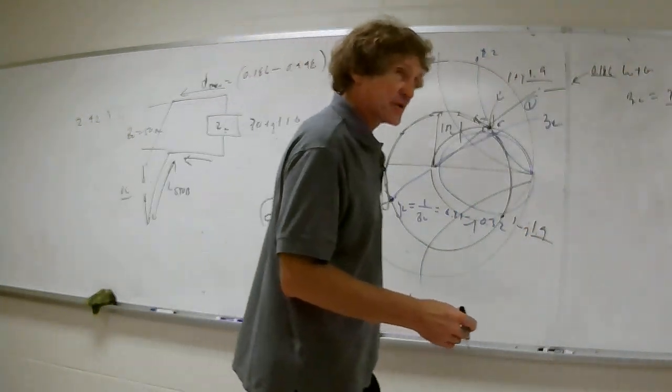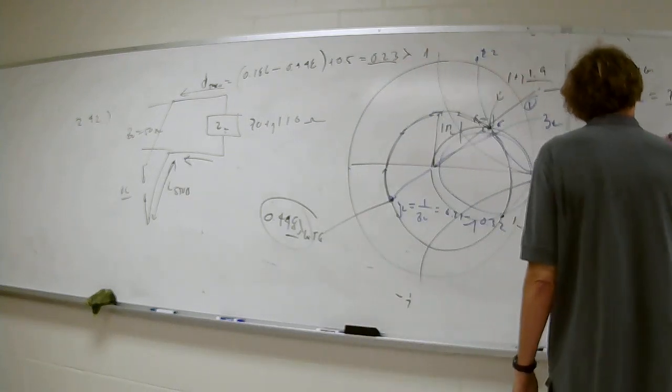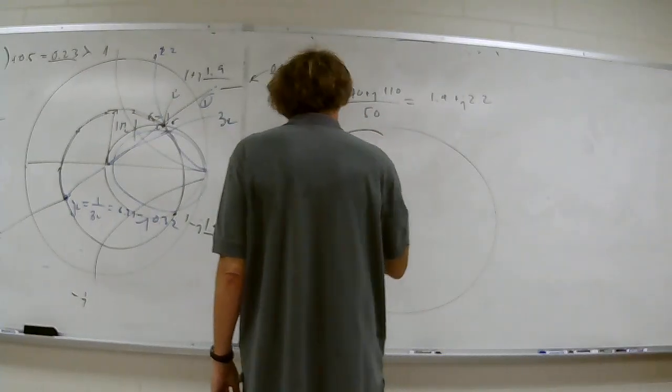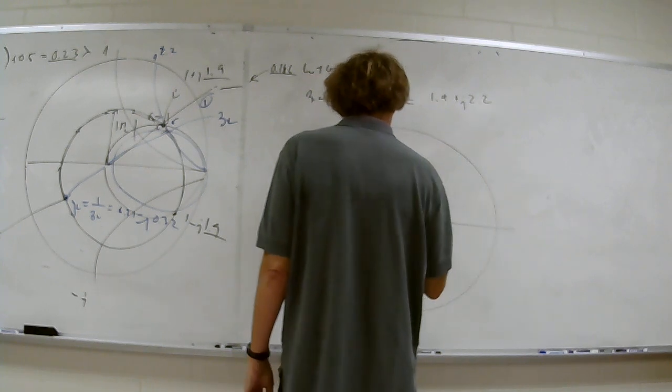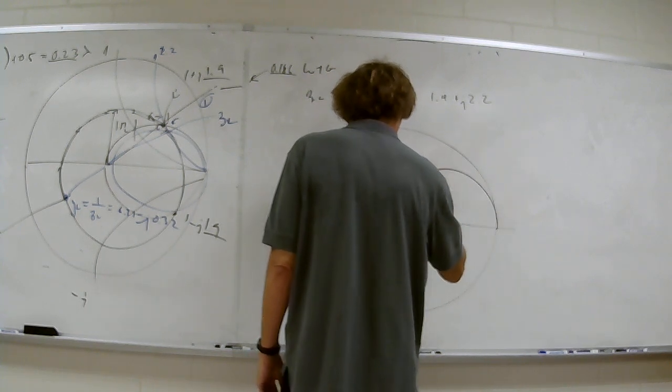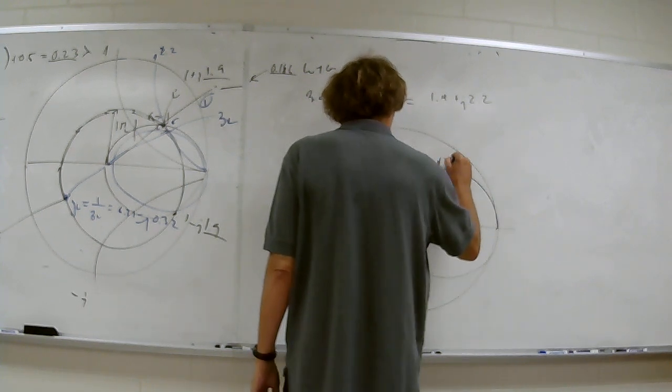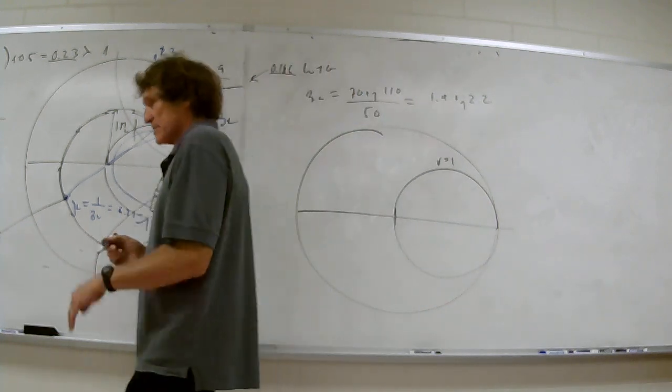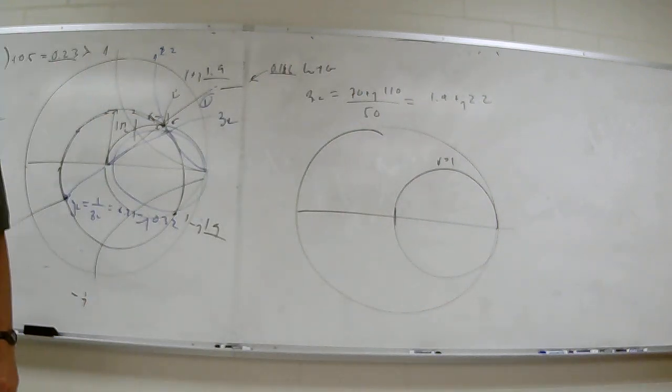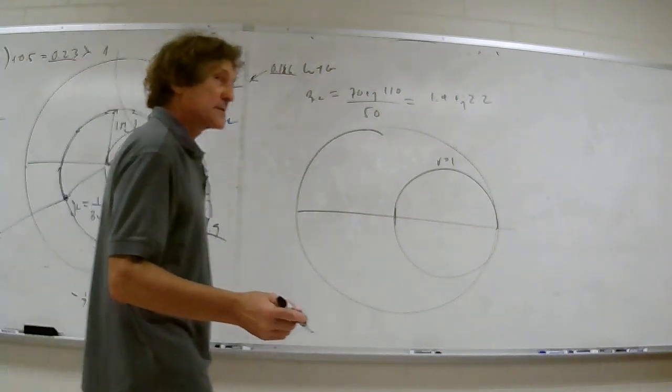Let me just draw another Smith chart. So here's another Smith chart. This one's really drawn in a bad way. That's R equal 1. We are using admittances, right? I want to make sure I get this point across. So we're using a stub over here, and what we want is this.